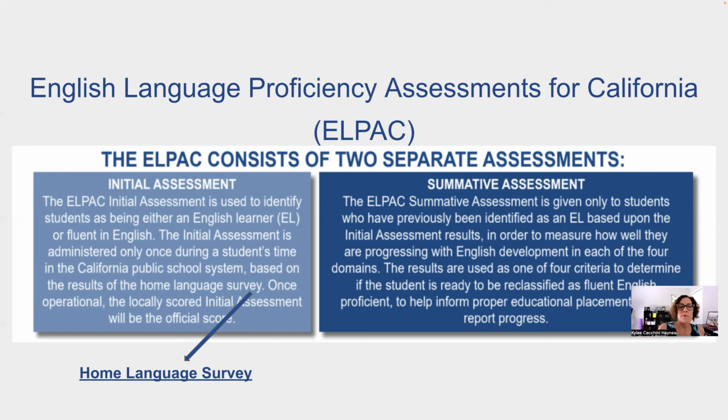If a student is coming from Texas and they're a freshman in high school, the parents or guardians will be handed the home language survey. What is it? It looks like this. I'll click on this and you can take a look at it.